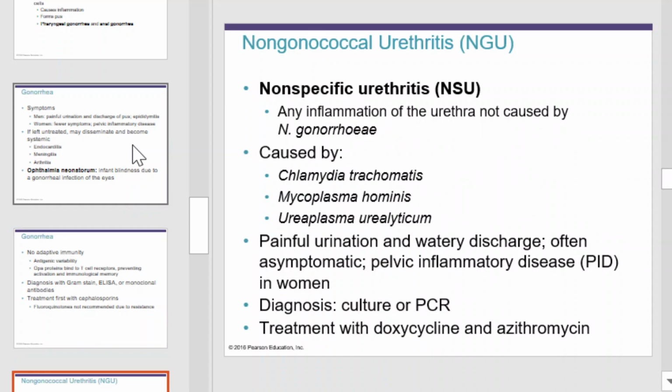Nongonococcal urethritis. This is nonspecific urethritis, which includes any inflammation of the urethra not caused by gonorrhea. It can be caused by chlamydia, mycoplasma, ureaplasma. It leads to painful urination, watery discharge. It's often asymptomatic, can also cause pelvic inflammatory disease in women, and diagnosis is accomplished through culture or PCR and treated with doxycycline.